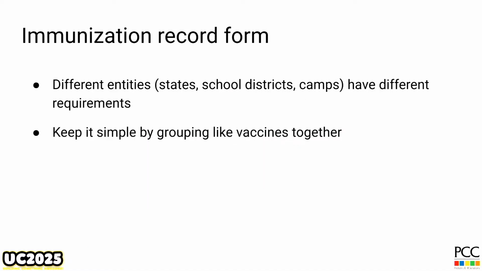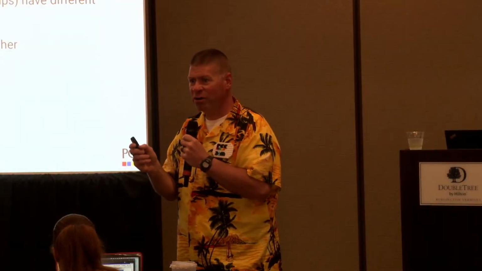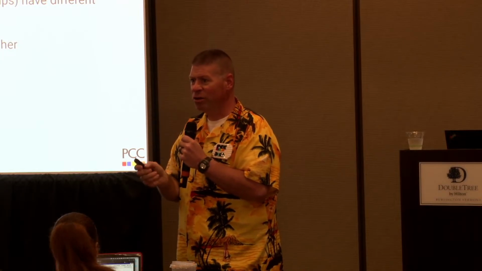Immunization forms. Again, there are different entities. State forms, school district, camps, they all have different requirements. I say keep it simple, grouping like vaccines together. You guys got to remember one thing: what you see and order in the EHR, if you're ordering a combo, you see that in the kid's chart all the time to know you got a combo.